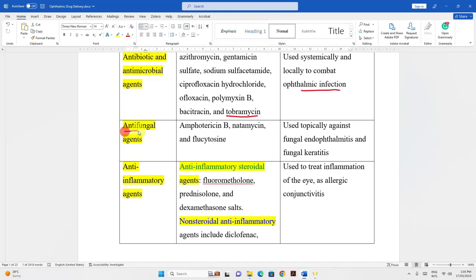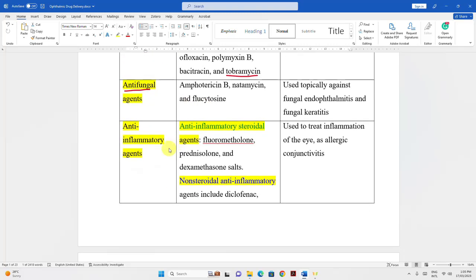We have also antifungal agents, and these are used to treat against fungal endophthalmitis and fungal keratitis, and include amphotericin B, natamycin, and flucytosine. These are the antifungal agents, and we have anti-inflammatory agents in case of inflammation and redness of the eye. So we may use steroidal drugs like fluorometholone, prednisolone, dexamethasone. These are steroidal anti-inflammatory drugs.